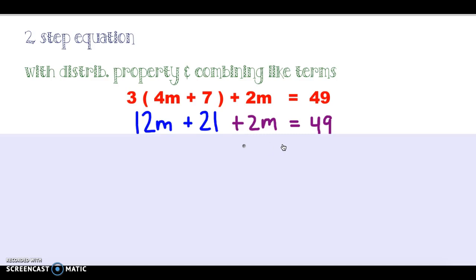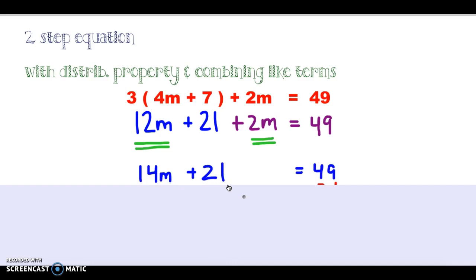Now I want to combine like terms. I notice that I have 12m and I have 2m. If I add those together, I'll have 14m plus 21 equals 49. Now I just have a two-step equation. So I want to get m by itself.